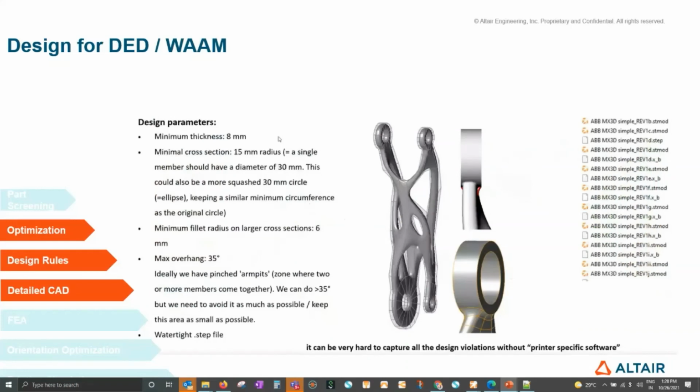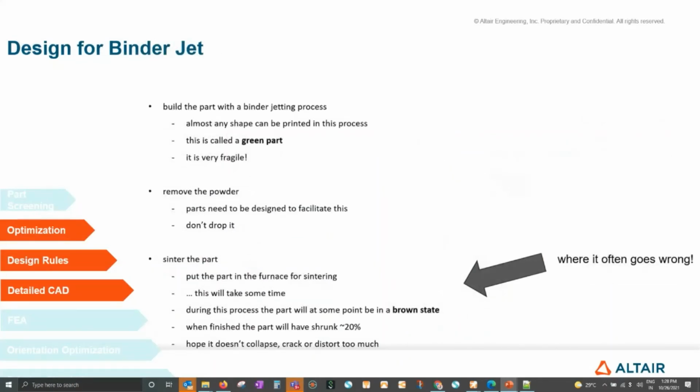And in case of DED or WAM, here you have welding machines which make those components, so the thickness requirement is much higher. That means the minimum thickness it can print is much higher, and the minimum cross section is also much higher, and the kind of surface finish it achieves is much inferior than your LPBF and other kinds of process.